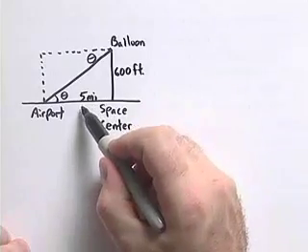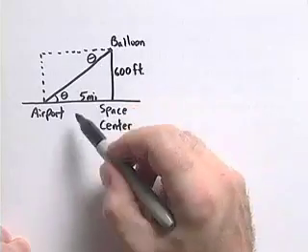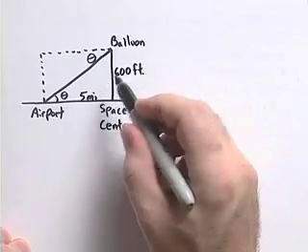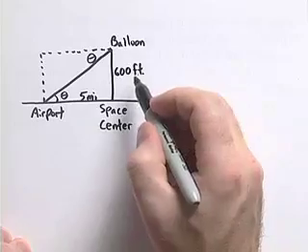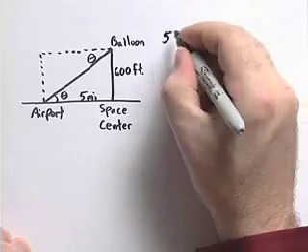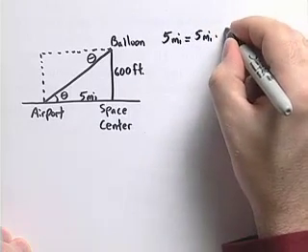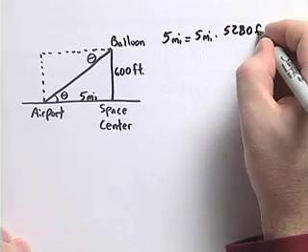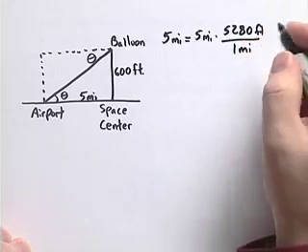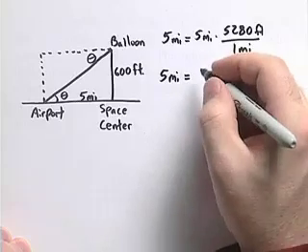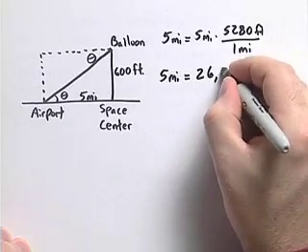Now we notice that one of our units is miles and the other is feet. In order to work this problem, we need to have our units be the same. So we're going to convert the 5 miles into feet. 5 miles we can write as 5 miles times 5,280 feet in 1 mile. And here the miles will cancel. We'll get that 5 miles is equivalent to 26,400 feet. Now that we have the same units, we can go ahead and continue with our problem.